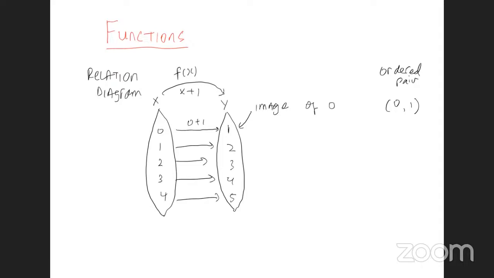Right? What type of mapping do we have here? This is called a 1-to-1 mapping. Right? All these things you know already. The ordered pairs are 0, 1; 1, 2; 2, 3; 3, 4; 4, 5. All those are examples of ordered pairs.